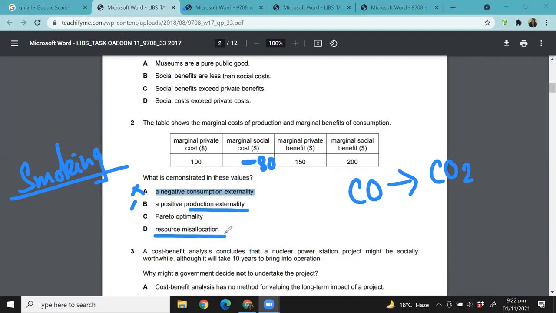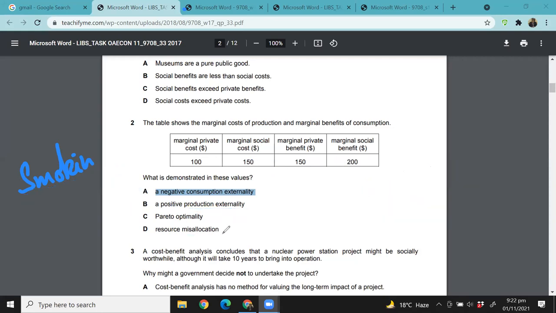Resource misallocation. How do we know it's a resource misallocation? We know that because it's resource misallocation. Think about this: marginal social benefit is 200, marginal social cost is 150.